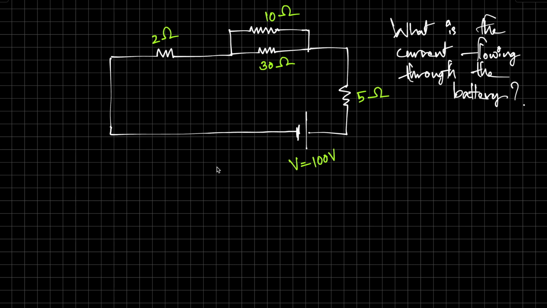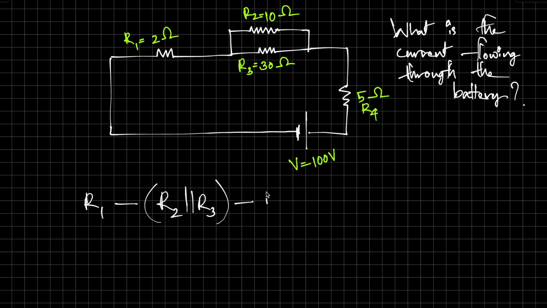Here's another one. We have 5 resistors in the circuit, a 2 ohm resistor and a 5 ohm resistor. They're connected in series, and they're connected to a 10 ohm resistor and a 30 ohm resistor connected in parallel, across a 100 volt battery. Let's call them R1, R2, R3, R4. R2 and R3 are connected in parallel. R2 is parallel to R3, but their combination is in series with R1 and R4.